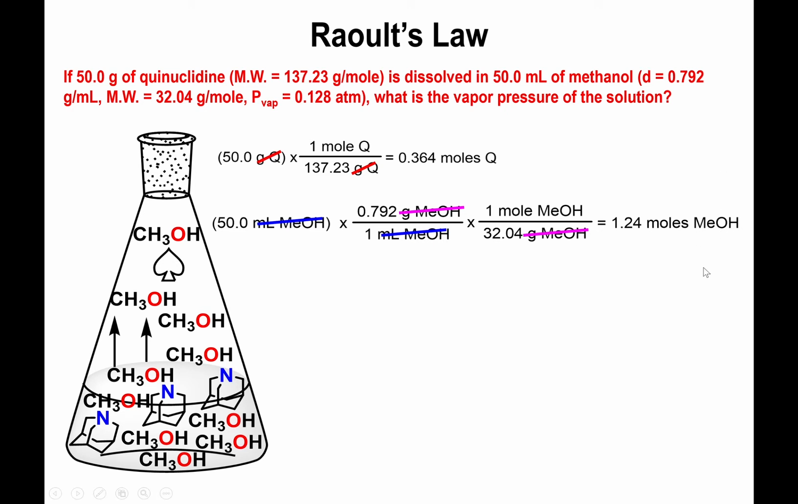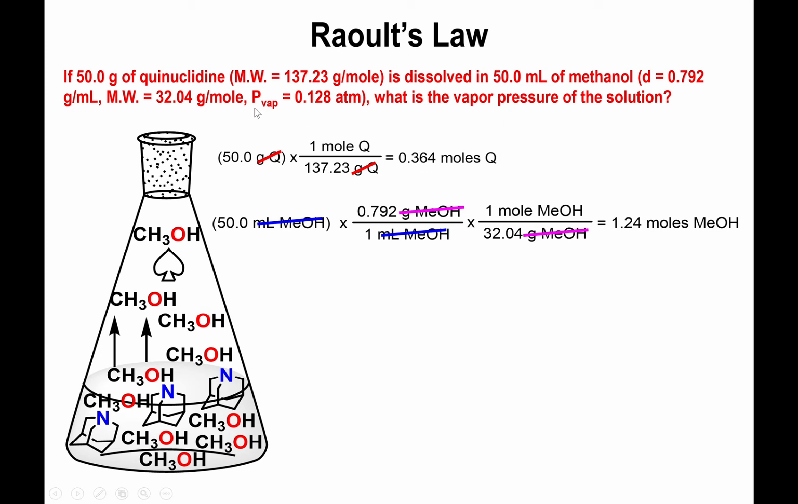So if up until this point you didn't know which was the solvent and which was the solute, now you know. Because methanol is present in 1.24 moles, quinacridine is only present in 0.364. Since methanol is greater than quinacridine, methanol is the solvent, quinacridine is the solute.